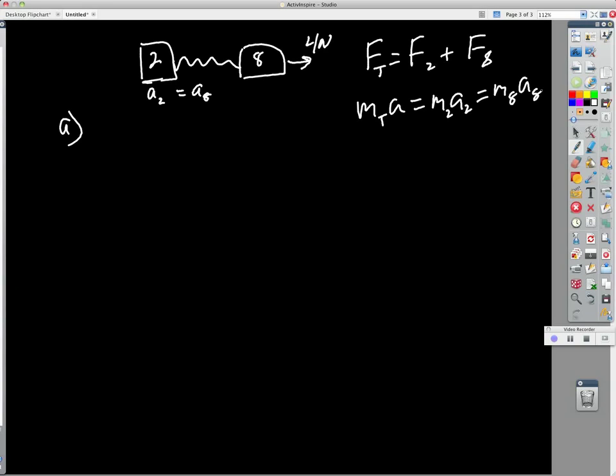But then from this, since we know that the accelerations are the same for all of them, everything's in equilibrium. Does that make sense? You don't have to write that down. I'm just kind of talking us through the problem.